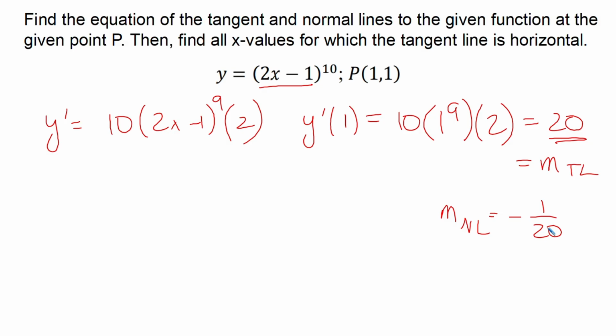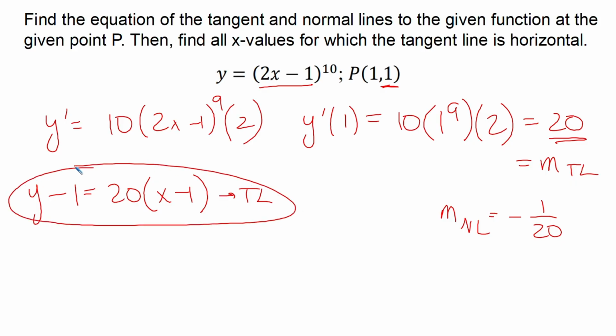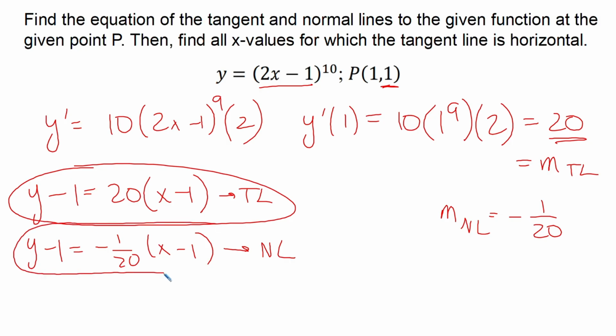So our tangent line equation is going to be y minus 1. That's our y value here in our point, equals 20. That's slope times x minus 1. Okay, that's the tangent line. And our normal line is going to be y minus 1 equals negative 1/20th times x minus 1. No real difference there other than we're just using that other slope.